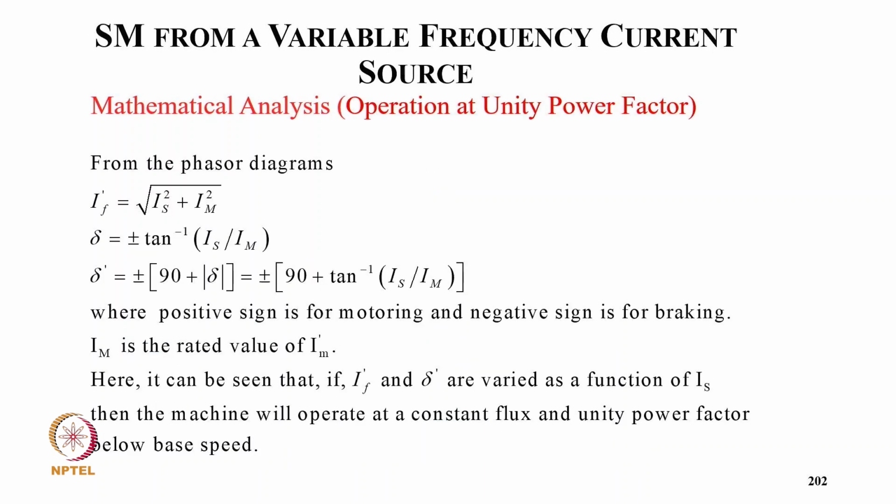Coming to the mathematical analysis for operation at unity power factor, from the phasor diagram, IF' equals the square root of IS squared plus IM squared. So delta equals plus or minus tan inverse of IS upon IM, and delta' equals plus or minus (90 plus the absolute value of delta), that is, plus or minus 90 plus tan inverse of IS upon IM, where the positive sign is for motoring and the negative sign for braking. IM is the rated value of IM', hence it can be seen that if IF' and delta' are varied as a function of IS, then the machine will operate at a constant flux and unity power factor below base speed.